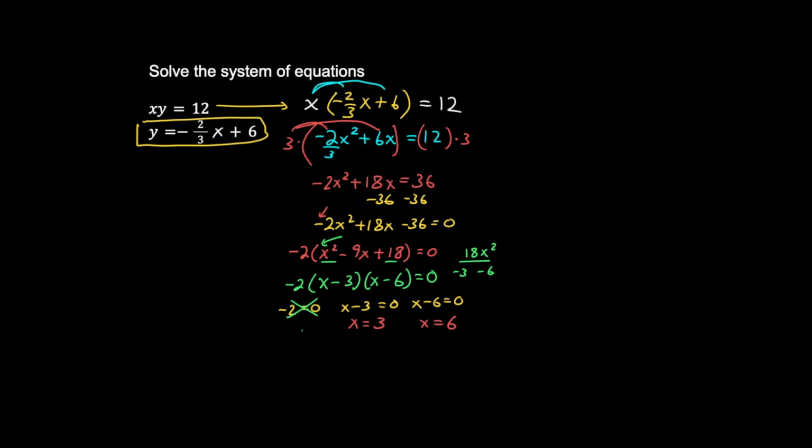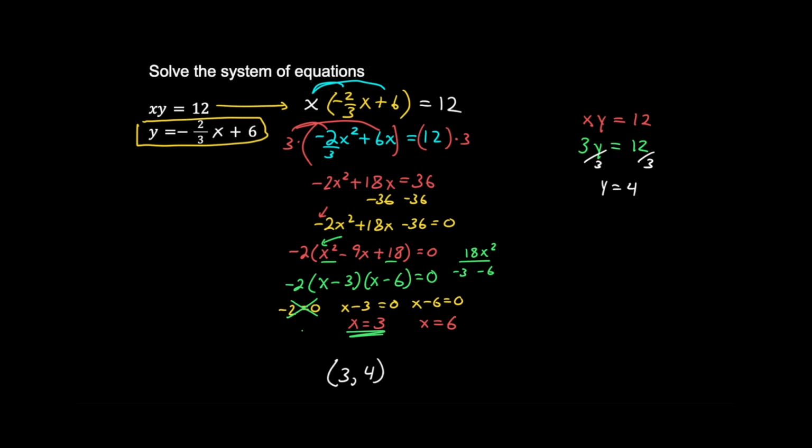So we are going to use our x values in one of the equations to solve for the y value. I think I'm going to use the first equation just because there's less there. So I'm going to write it out off to the side here, xy equals 12. I'm going to replace x with my first x value. So 3 is my first x value, so 3 times y equals 12. If I divide both sides by 3, I'm going to get that y is 4. So my first ordered pair is 3, 4.